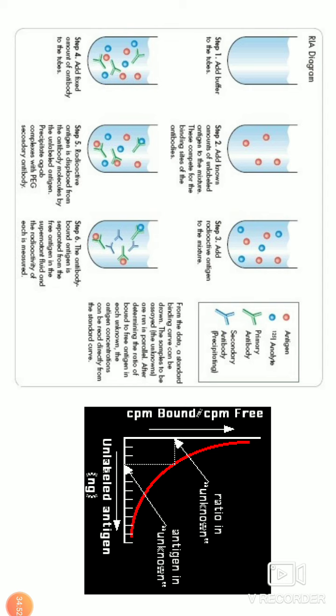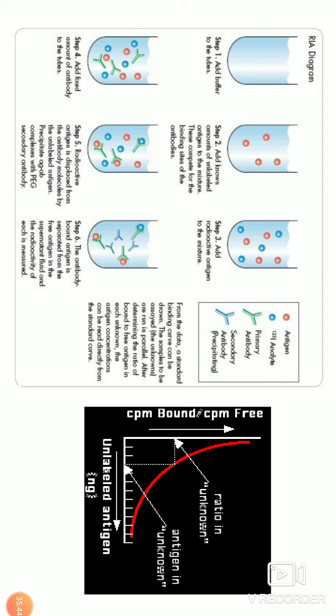Precipitate the antigen-antibody complex with PEG or a secondary antibody. Now you add one more antibody and then precipitate it out. The antibody-bound antigen is separated from the free antigen in the supernatant fluid, and the radioactivity of each is measured. So when you measure, you know what quantity of unlabeled antigen you have taken, and how much labeled antigen you have added, and you can titer the unknown level of antibody which is present. So from the data, a standard binding curve can be drawn.